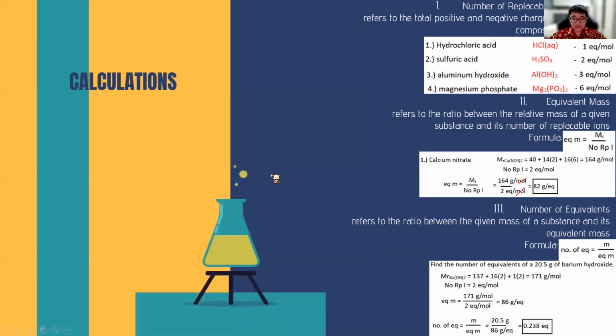For calculation, there are actually 5 types of calculations for now that I will explain. The first calculation is number of replaceable ions. It refers to the total positive and negative charge of the ions that compose the compound.